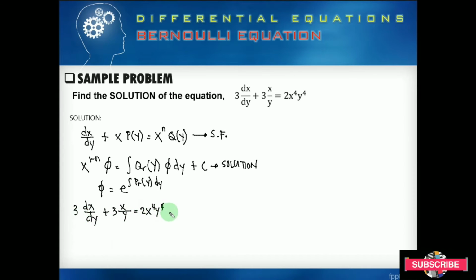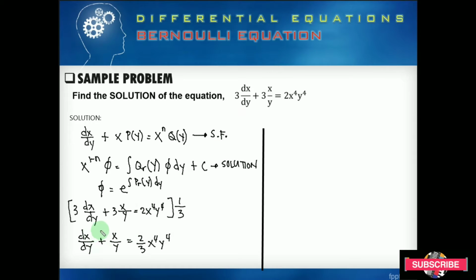Kunin natin itong 3, i-multiply natin siya ng 1/3 para magiging whole number siya, itong dx over dy natin, so times 1/3 lahat. So i-distribute natin sa kada term. So ang magiging sagot nito is magiging dx over dy na lang siya, plus ito naman ay magiging x over y, at saka ito naman ay magiging 2/3 times x to the 4th times y to the 4th, okay.